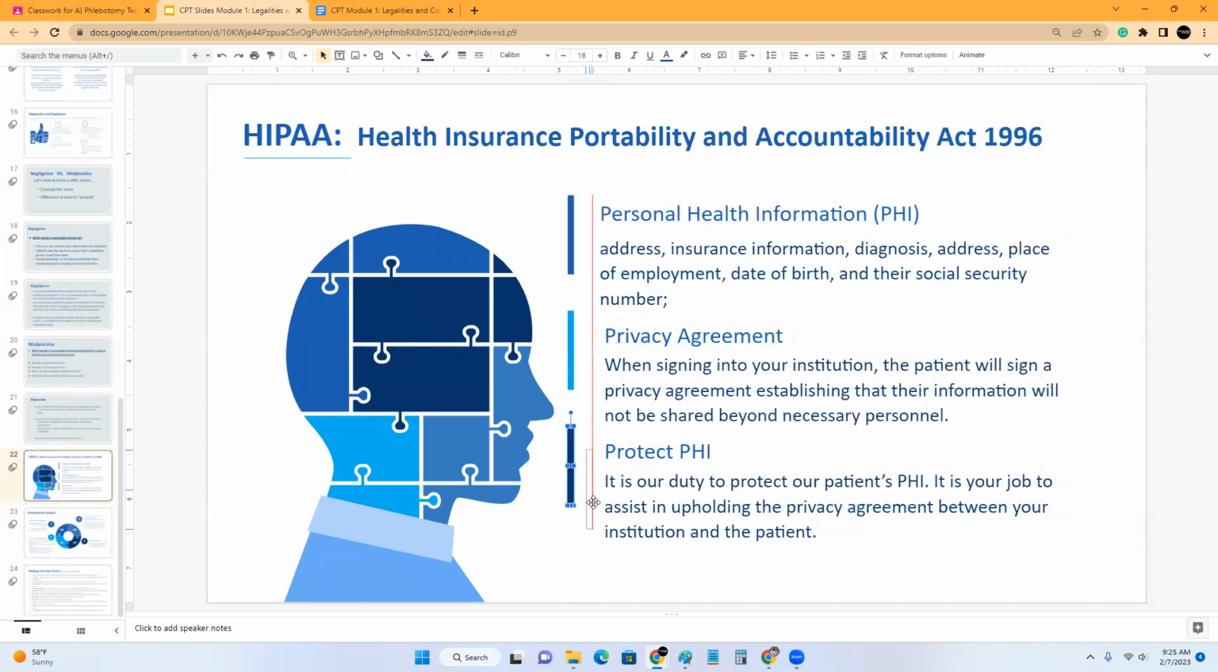It is our duty in healthcare to protect our patients' PHI. Okay. We shouldn't be sharing information about our patients. We should not be going and saying, oh, guess who's a patient of mine now? That's wrong. Nobody needs to know that.